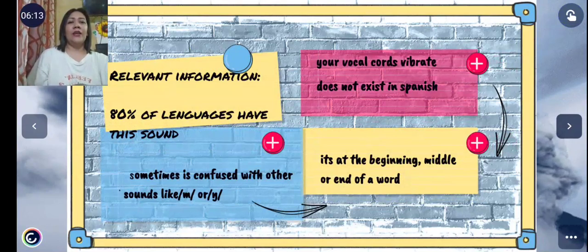Then we have that our vocal cords vibrate when we make the sound. Another important fact is that this sound doesn't exist in Spanish. And last but not least, this sound can be placed at the beginning, at the middle, or at the end of a word. For example, at the beginning we can mention napkin and nails. At the middle we can say lemonade or pineapple. At the end we can mention spoon or train. Very good.